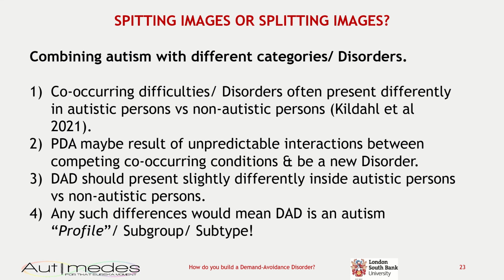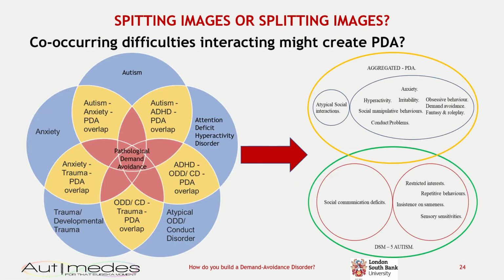What this means is co-occurring difficulties can often present differently in autistic persons versus non-autistic persons. PDA may be the result of unpredictable interactions between competing co-occurring conditions, and maybe a new disorder. So a demand avoidance disorder should present slightly differently in autistic persons versus non-autistic persons. Any such differences would mean that demand avoidance disorder does not mean autism, is what I'm trying to say. I missed out on a 'not' there, so that's my fault. But it definitely means, I'm trying to say, it does not mean that it's a specific autism subgroup. I missed out on a 'no' there, and a 'not'. It should be quite clear.